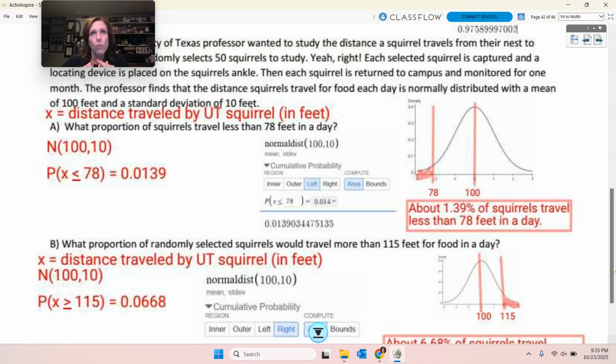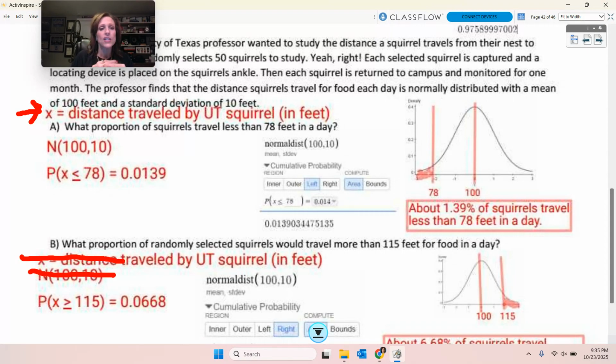And so when you show work, if you have multiple parts, now I did this, but you don't have to. If I am defining that this problem is about the distance in feet that the squirrel travels around UT, I don't have to put that again on subsequent parts that still have the same context and the same mean and standard deviation.